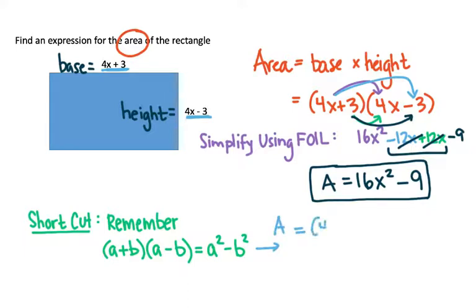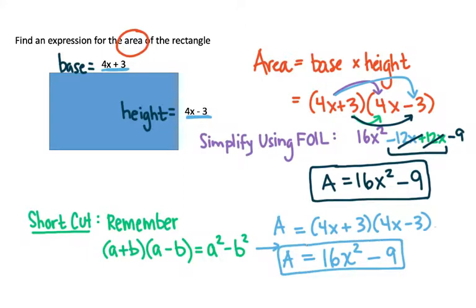So in our particular example here, we have conjugates 4x plus 3 and 4x minus 3. So the shortcut would say that's 16x squared, that's the first term squared, minus the second term squared. 3 squared is 9. Same thing. So you can either do it the long way using the FOIL method, or you can remember the shortcut.